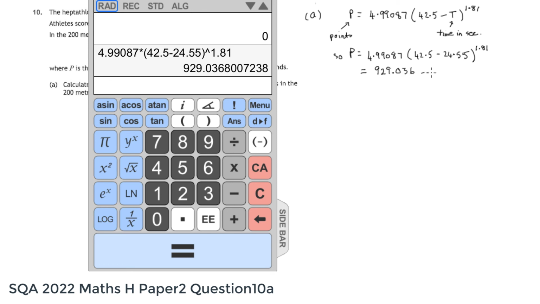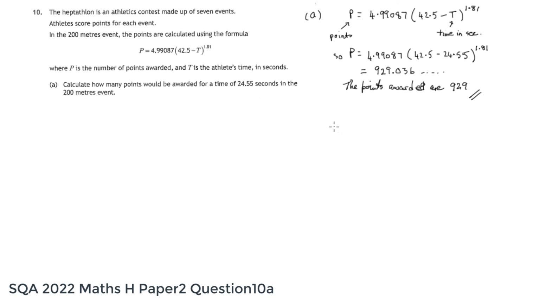929.036. Now let's be realistic here. Presumably when points are awarded to a contestant, we don't bother about fractions of a point. So the points awarded, to the nearest whole number, are 929. So that's part A. Let's get rid of that.